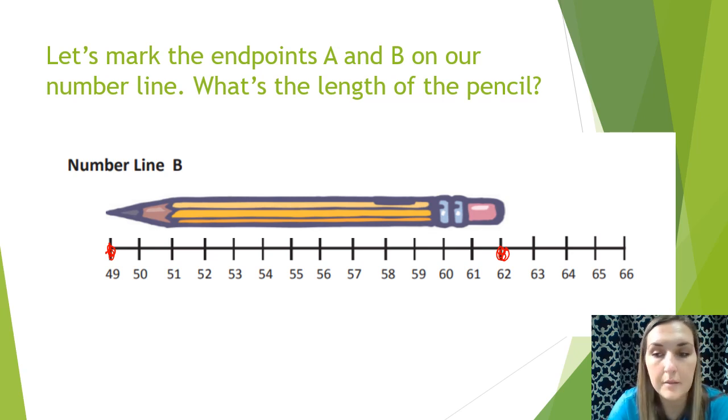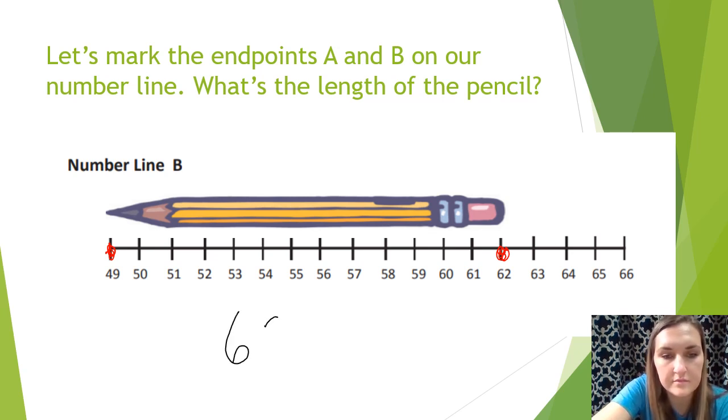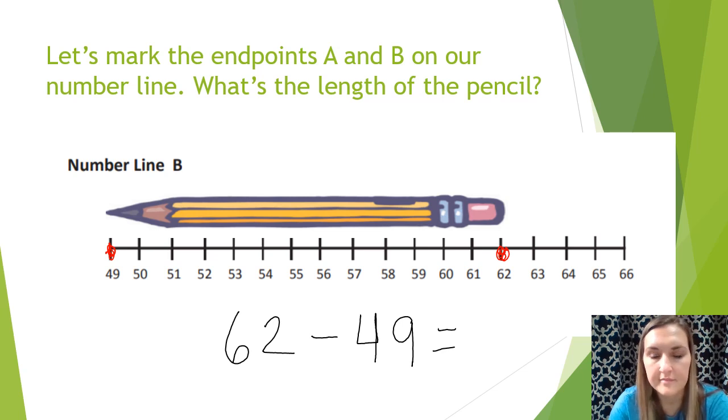We could write a number sentence. What type of number sentence should we do? Plus or minus? If you said minus, you are correct. Write down the number sentence using endpoints 62 and 49. Write a subtraction number sentence. You should have written 62 minus 49.